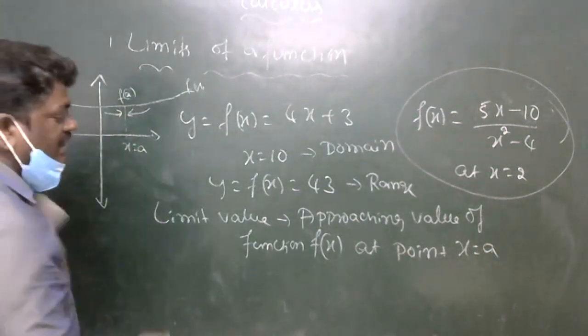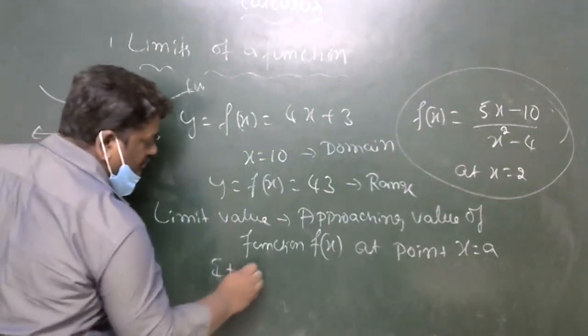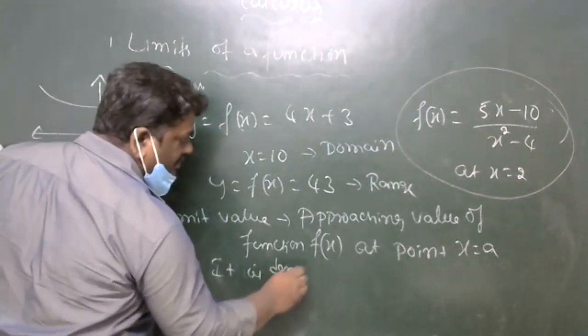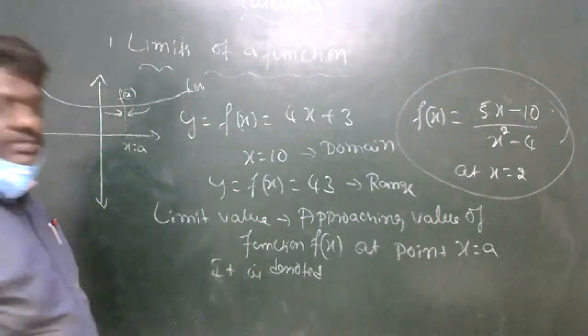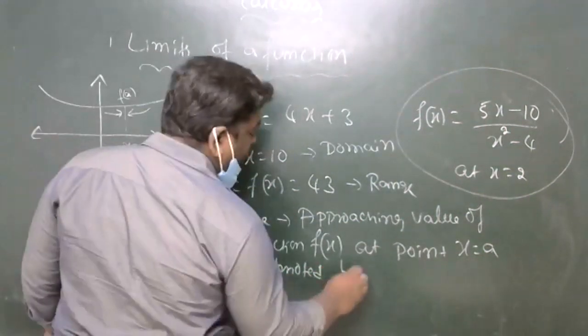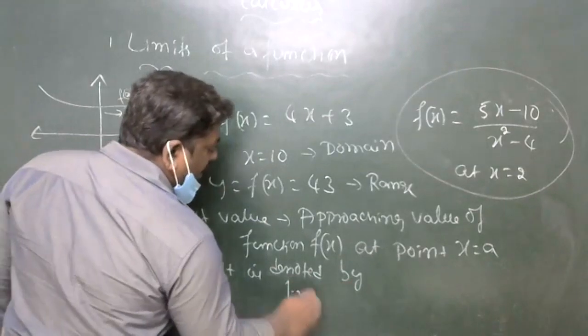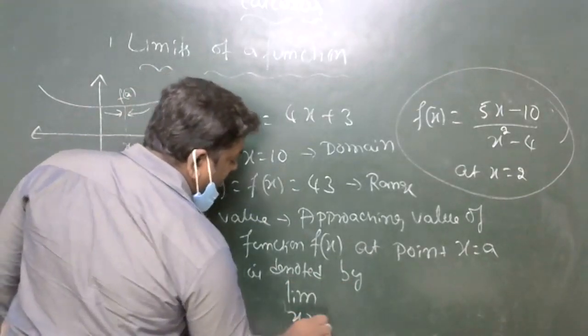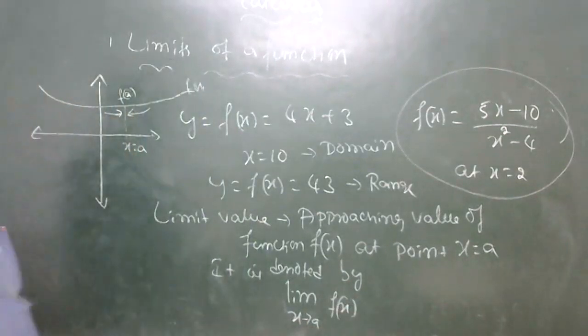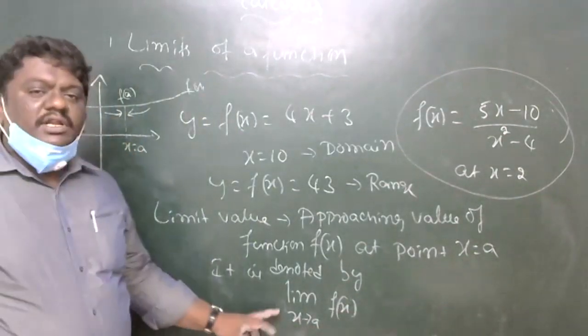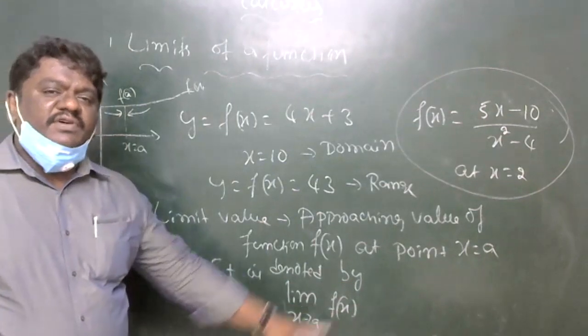Like that, it is denoted by... I will tell you how we are going to apply the limit value. It is denoted by limit as x tends to a, f of x. We have to read it like this: limit as x tends to a, f of x.